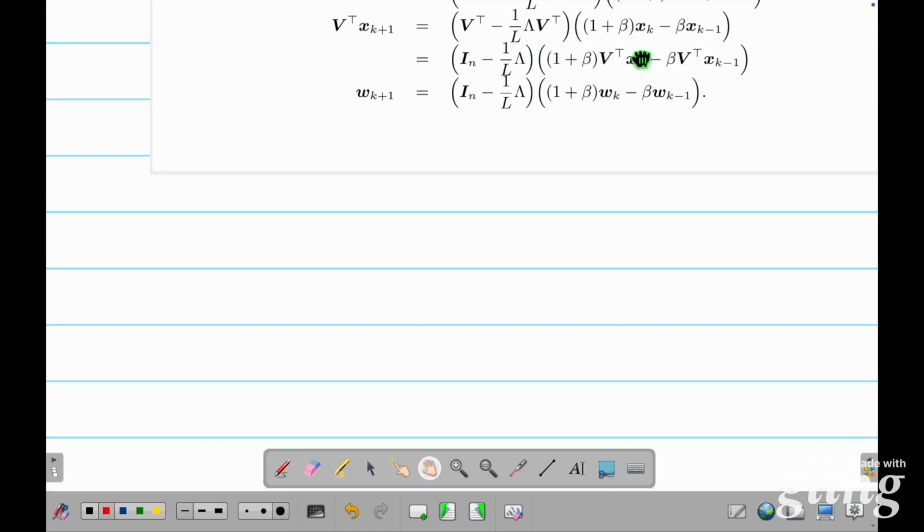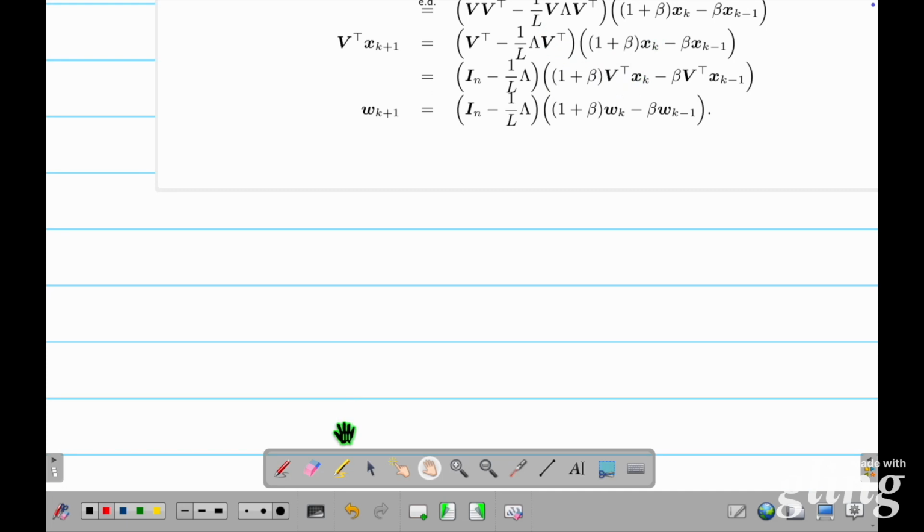And why am I doing this? Because if I move this to the other side, now you can see I have something V transpose something, V transpose something, V transpose something. I rename this V transpose something as W. So I have W k plus 1, Wk, and W previous one. I just want to remove all the eigenvectors. So this is a coordinate transform. Nothing changed. I keep all the algorithm, not changed.